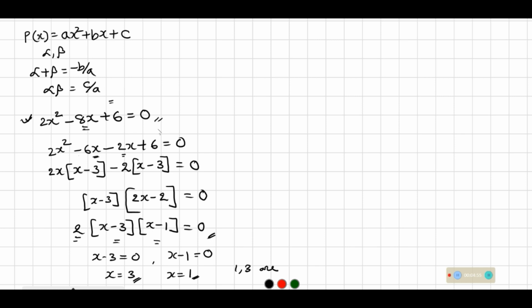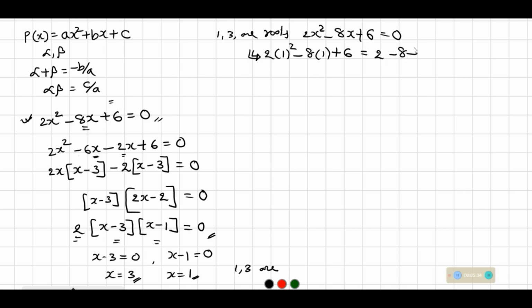You can check it quickly if you want. I'm saying 1 and 3 are roots of the quadratic equation 2x square minus 8x plus 6 is equal to 0. I am substituting 1 into this equation. You can see here 2 into 1 square minus 8 into 1 plus 6, that is 2 minus 8 plus 6, which is 0.